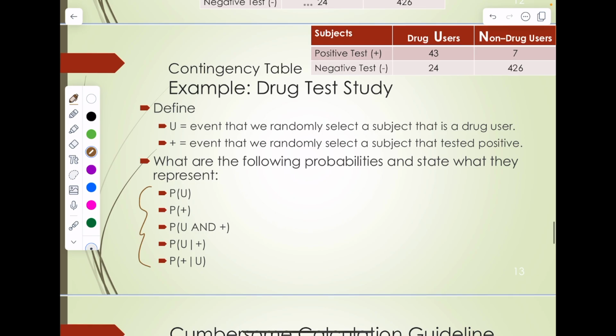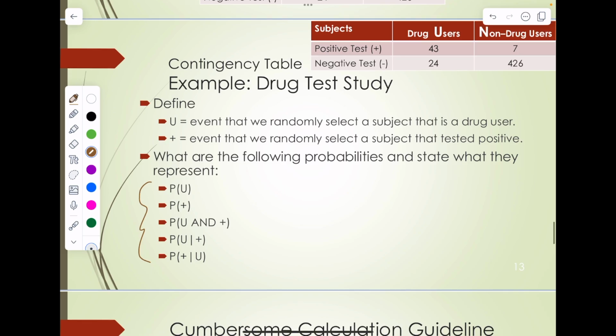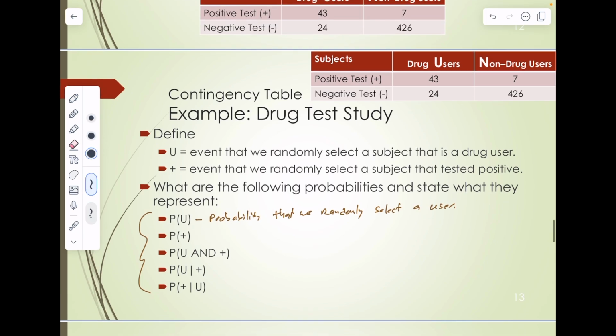Okay, so back to our example, and I've copied the contingency table for our convenience. U is going to equal the event that we randomly select a subject, and that subject is a drug user. And then the plus sign is going to be a symbol to represent the event that we randomly select a subject that tested positive. Okay, now, what are the following probabilities, and state what they represent? So this first one here, the probability of U. And so this is the probability that we select a user.